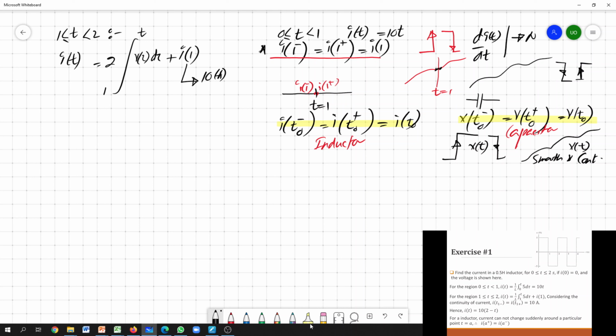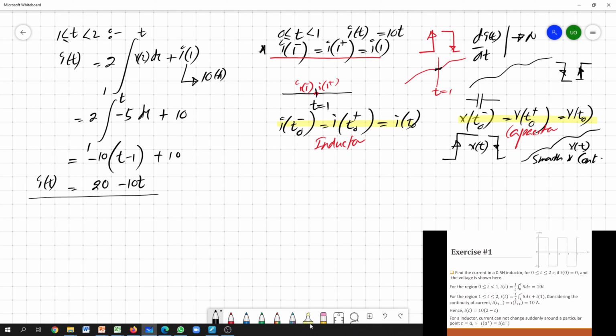From this one we can simply say that this equals 2 times the integral from 1 to t. Now the current between 1 and 2 becomes minus 5 d tau. The initial condition at t equals 1 is 10. Once you substitute it here, you have 10 times t minus 1 plus 10. So it becomes 20 minus 10t. So this is the current variation here.